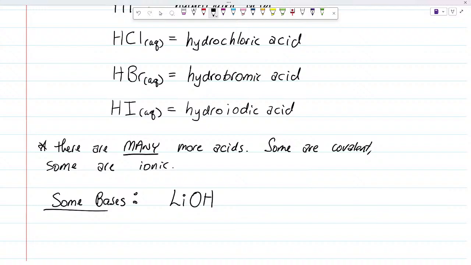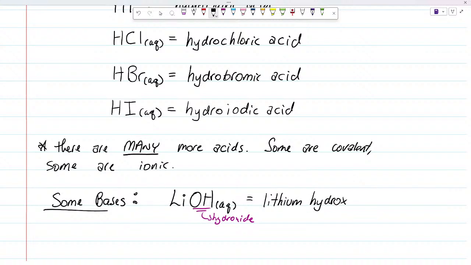Now, as it turns out, OH is called the hydroxide ion. Hydroxide. Which makes sense because it's a combination of hydrogen and oxygen. So they call it hydroxide. As long as it's dissolved in water, this is known as, well, actually, it doesn't matter if it's dissolved in water or not, but it's a base if it's dissolved in water because it'll kick off those OH minus ions. This is called lithium hydroxide.